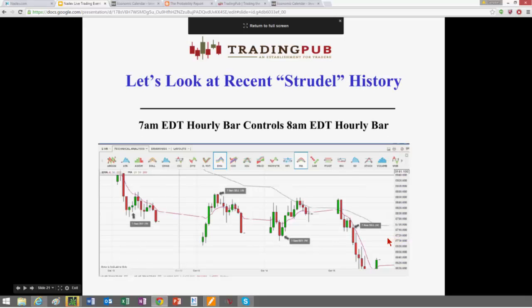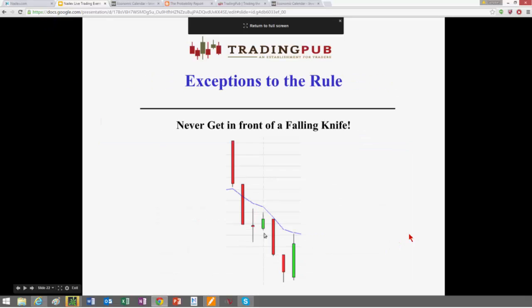Okay, recent Strudel history. I'm going to skip this slide because I'll get back to that. Exceptions to the rule of this strategy, and that is getting in the way of a falling knife. This market here, on an hourly chart, is on a very steep downtrend. And this blue line is the T line, or the 8 EMA.